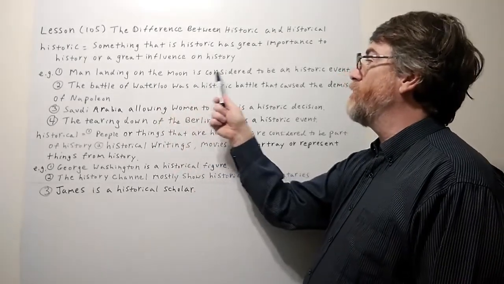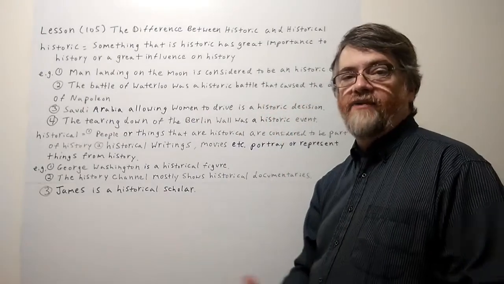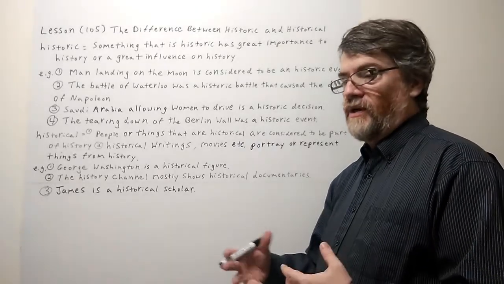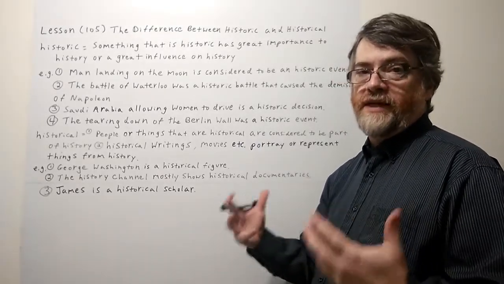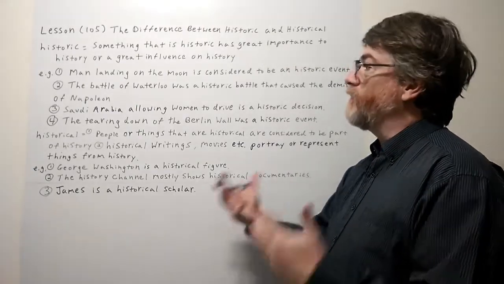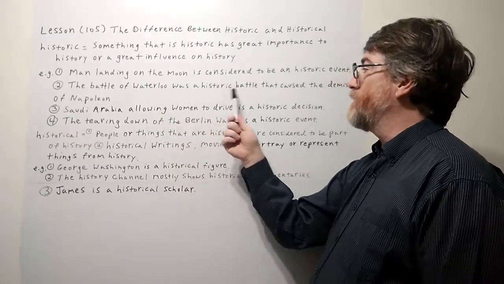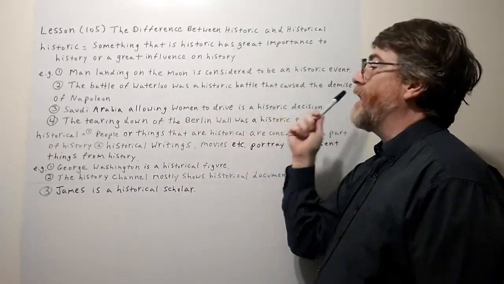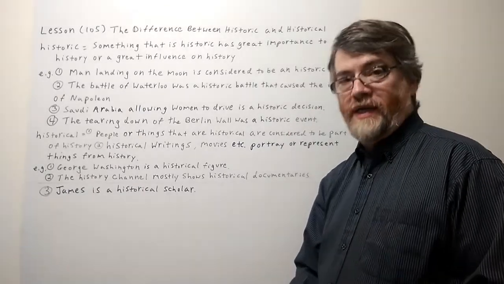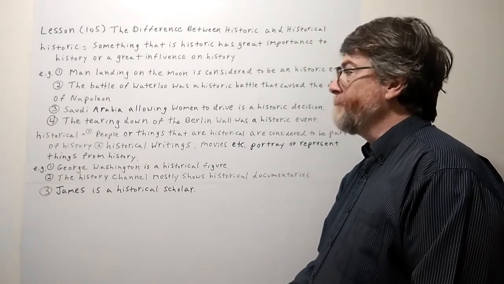Man landing on the moon is considered to be a historic event. Of course, with space travel, or going to other planets, that is definitely considered to be historic. It has a great influence on history. Number two, the Battle of Waterloo was a historic battle that caused the demise, which means the destruction, of Napoleon. That was the end of him. So that was very important to history.